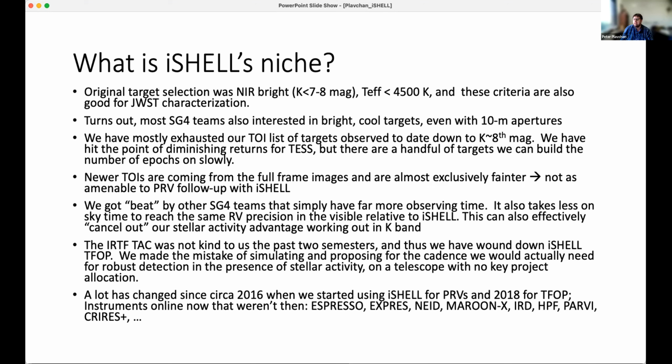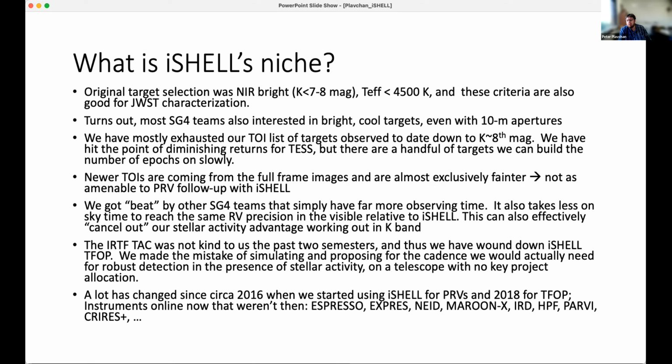But we did end up having significant overlap in our target selection with other teams. And to date, we've mostly exhausted our TOI list of targets that are down to about 8th magnitude at K. And so we kind of hit the point of diminishing returns. And the newer TOIs coming from the FFIs tend to be exclusively fainter.